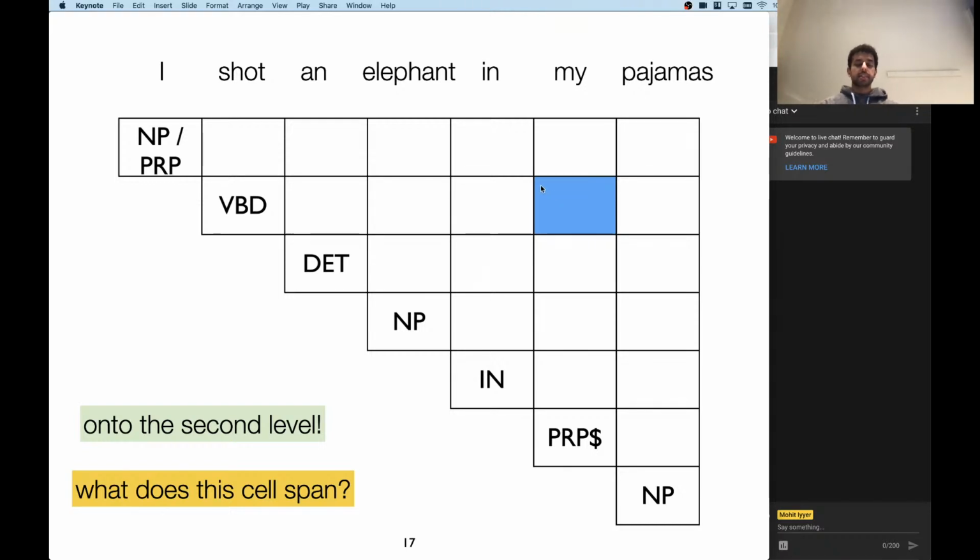So no, the way to interpret this is, if you look at the row here, the row starts with "shot". So this phrase is actually spanning "shot an elephant in my". Of course, "shot an elephant in my" probably is not associated with any non-terminal, because it's in the middle of a prepositional phrase, so we might not have anything in this cell. But that's the way to read this chart. This cell spans the text from the beginning of the row till the column of the cell itself.